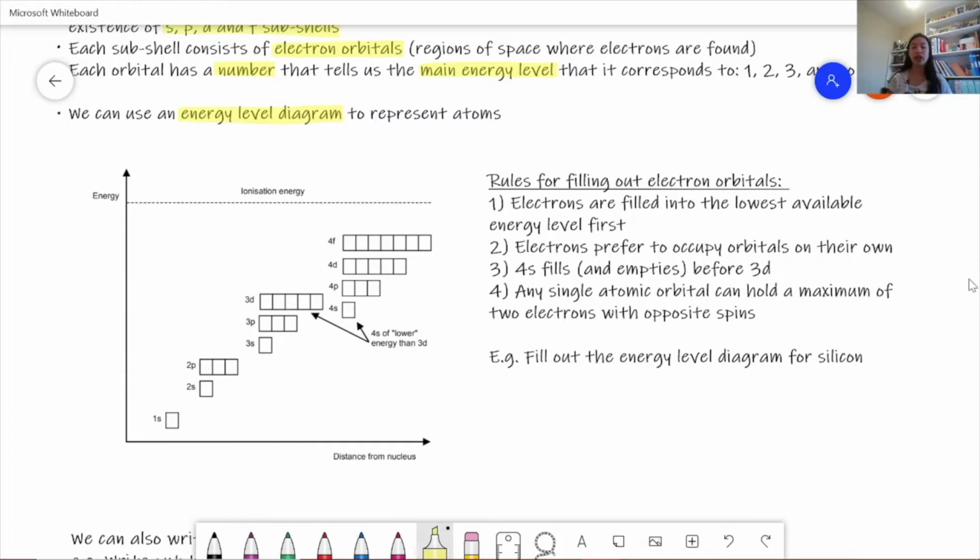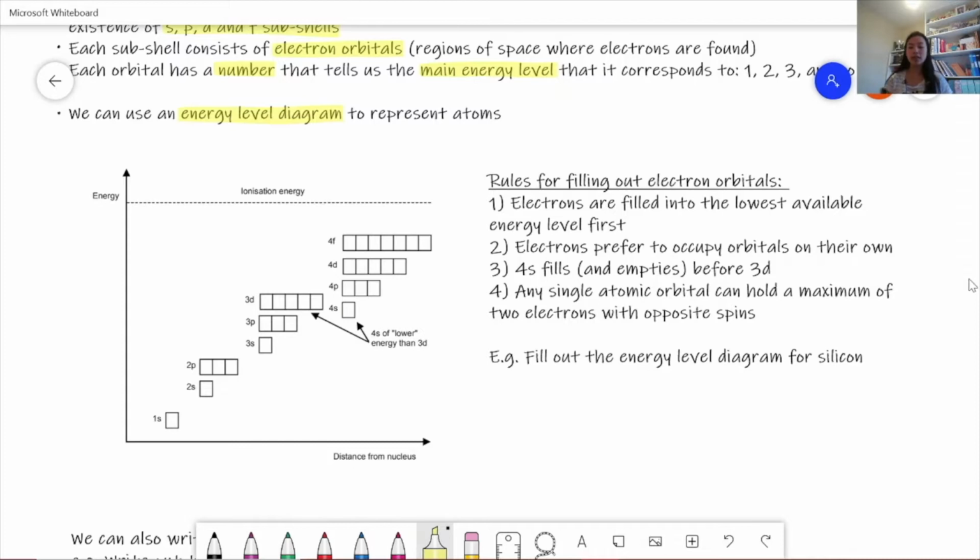And then in the second shell, we have 2 subshells. So we have the s subshell and the p subshell. The s subshell comes as 1 orbital, and the p subshell comes as 3 orbitals. Then for the third shell, we have the s and the p again, which is exactly the same. And then we also have an added d subshell, and this is split up into 5 different orbitals. And then for the 4th shell, we have an added f subshell, which has 7 orbitals.